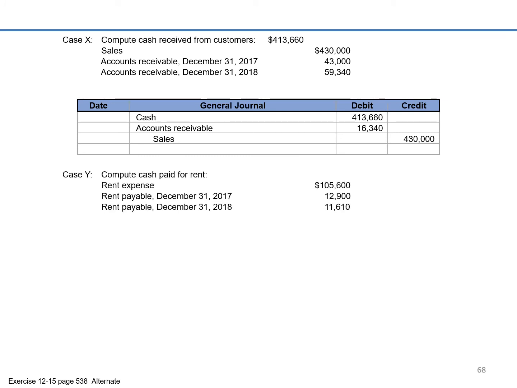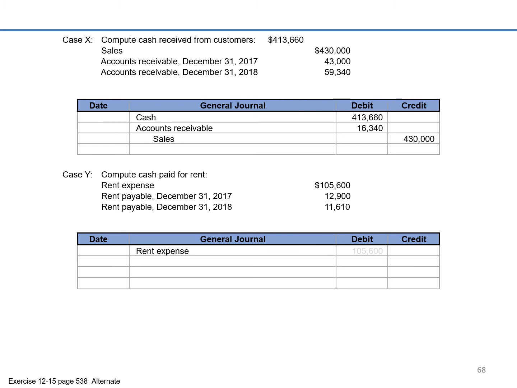Compute cash paid for rent. So rent expense was 105,600. Our change in our rent payable went down a little bit. So that's a debit of 1,290, which must mean the cash we paid for rent is 106,890.